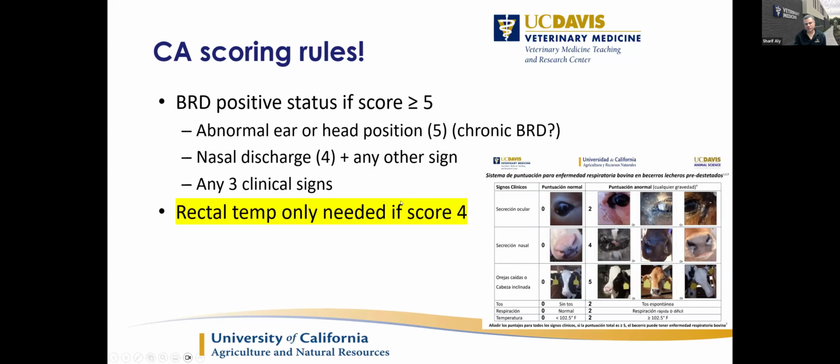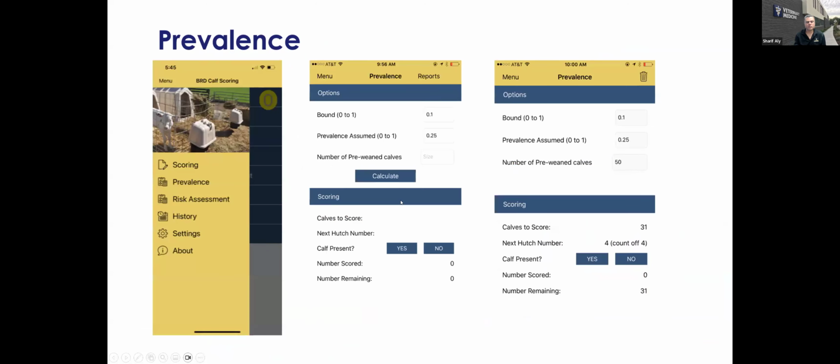Once you have the risk assessment and you're familiar with the scoring system, you can do a prevalence estimate. The app again walks you through trying to get a true random sample of the prevalence of BRD score positive calves in the herd. So you enter the bound, which is the amount of error that you're willing to live with.